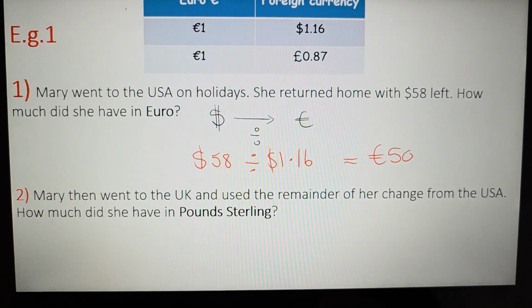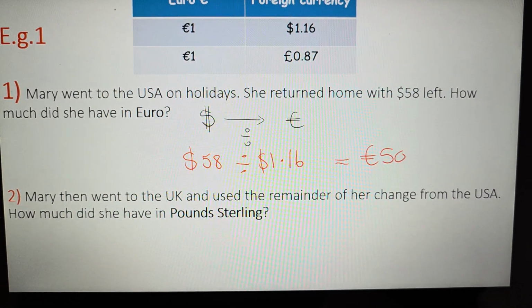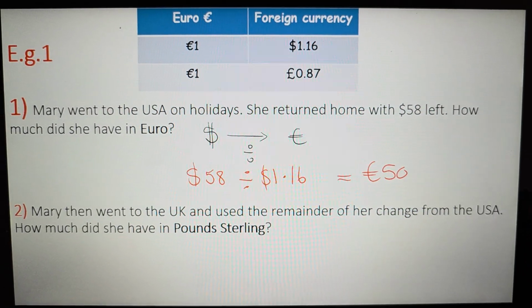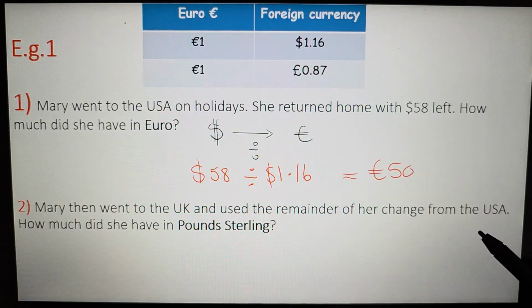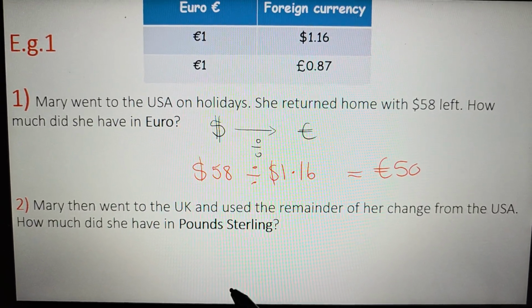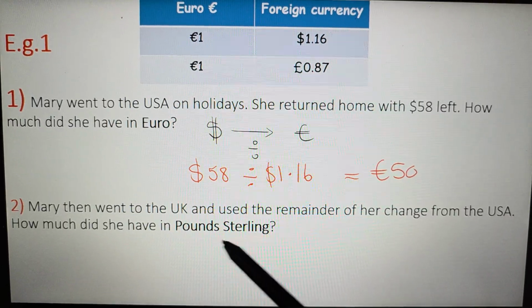Question 2. Mary then went to the UK and she used the remainder of her change from the USA, which means she used her 50 euro that she had coming back from America. And she went off to the UK. How much did she have in pound sterling?